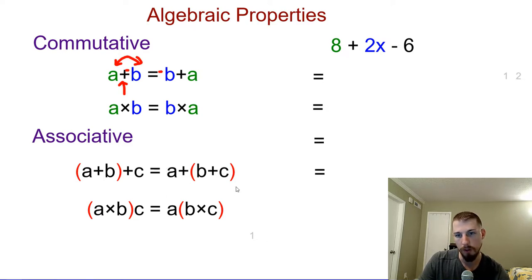This one's the associative property of multiplication. So why do we have to use the commutative and associative? This is actually how we combine like terms. You just don't realize that's what you're doing.